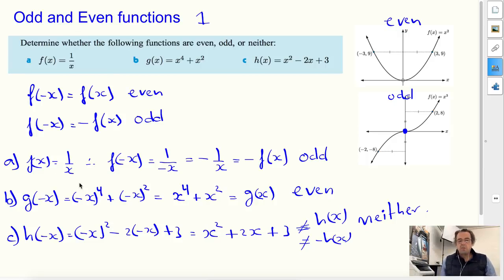So that's how to check it. Just plug in a negative x in the function and see if you can rewrite it to the original function or negative the original function.